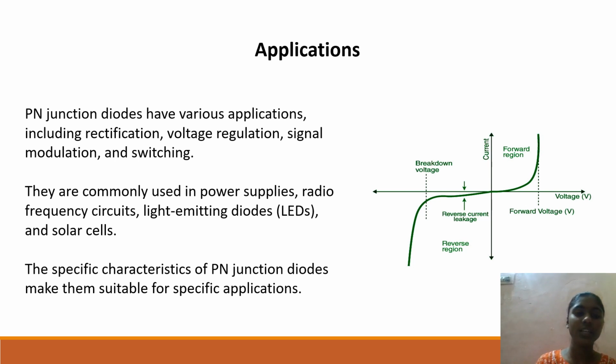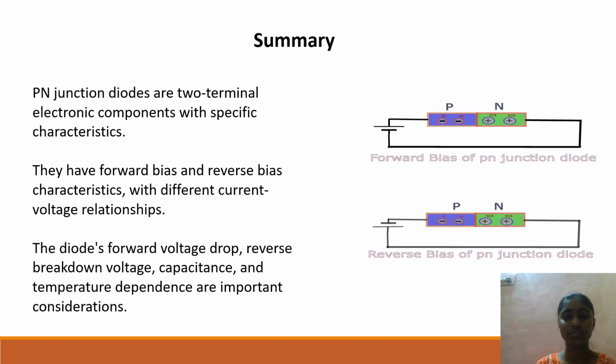Applications. PN junction diodes have various applications including rectification, voltage regulation, signal modulation, and switching. They are commonly used in power supplies, radio frequency circuits, light emitting diodes (LEDs), and solar cells. The specific characteristics of PN junction diodes make them suitable for specific applications.